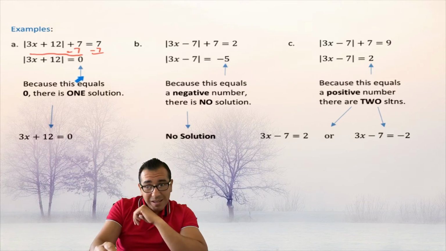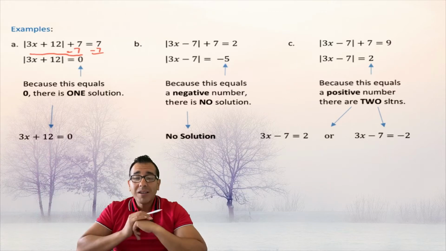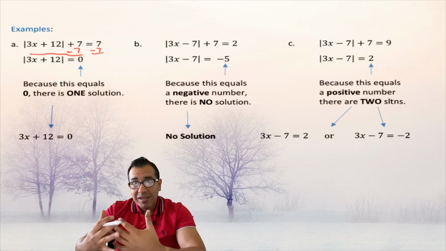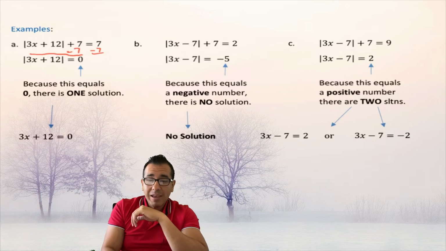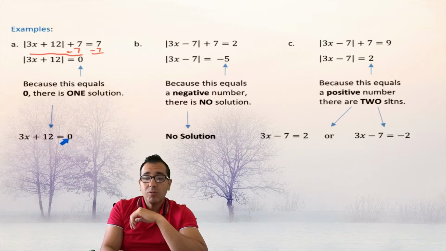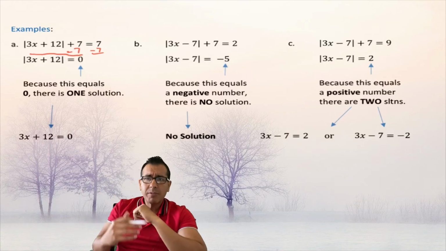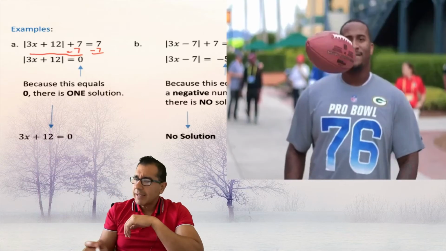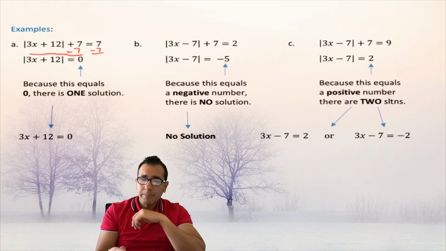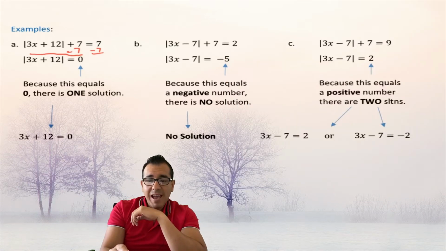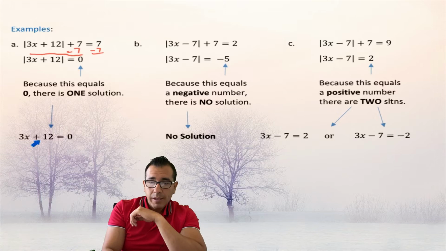So let's point this out now. Because one side equals 0, there's gonna be one solution. All right, so that's what the steps were telling us. So let's go ahead and take a look at this one solution. So we have 3x plus 12 equals 0. Now we remove those absolute values, get that absolute value out of here, and we look at what's inside, which is the cream filling, and you set what's on the inside equal to 0.